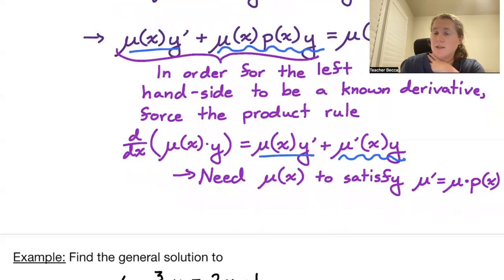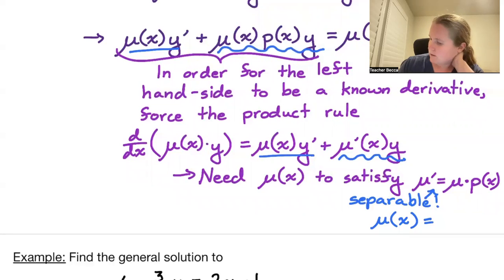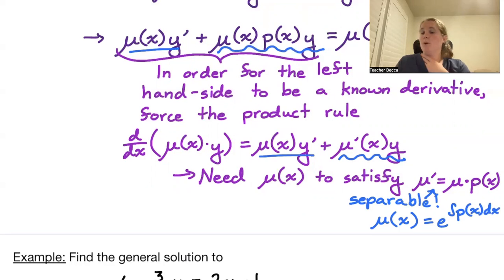This now is just a separable equation. And mu of x is just e to the integral of p of x dx. So we would have mu prime over mu equals p of x, integrate both sides, we would have natural log mu equals the integral of p of x. Therefore, it gives us mu of x equals e to the integral of p of x dx.